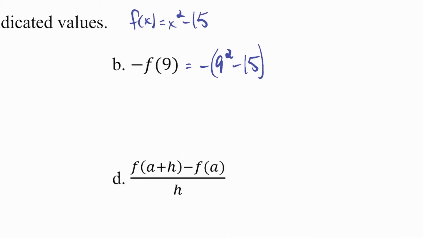Okay. So this is negative 81 minus 15. So that's going to be negative 66, which is what we pointed out earlier. If I were to not have used these parentheses, then I would get the wrong result.